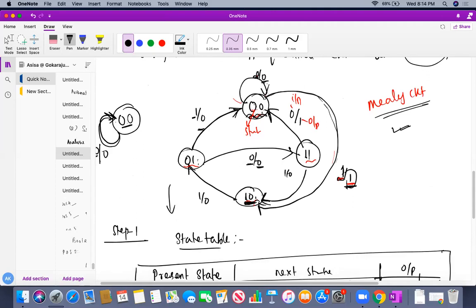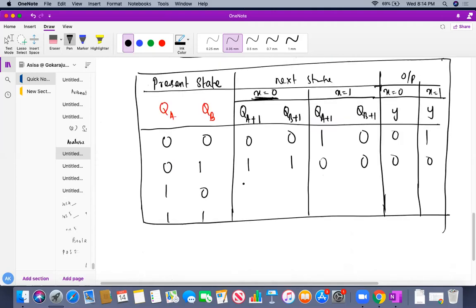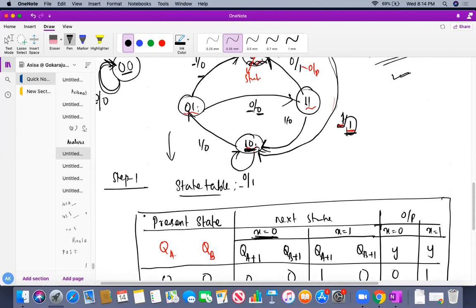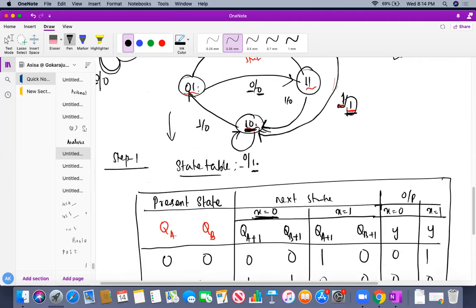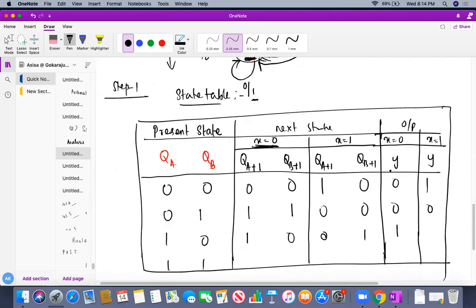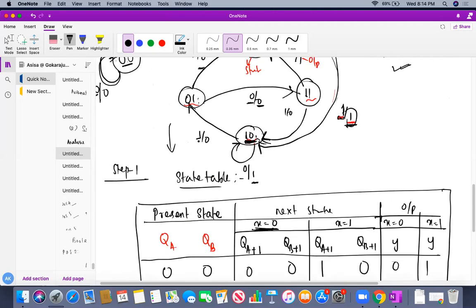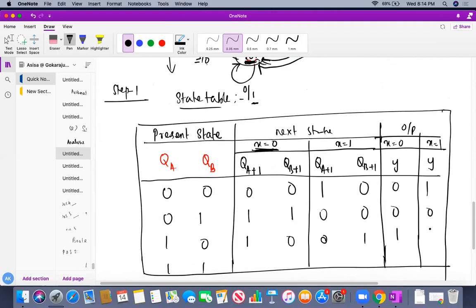Now if my input is 0, where am I going? Here it's missing. So if input is 0, I am going to the same state, 1 0. Now my input is 1. Where am I going? I am going to 0 1. Now for input 0, what is my output? Output is 1. For input 1, what is my output? Input is 1, output is 0. Do you all understand how I am deriving the state table from the state diagram?